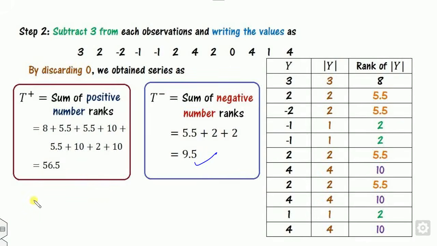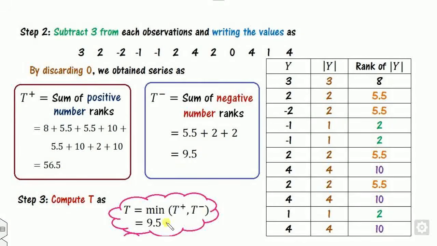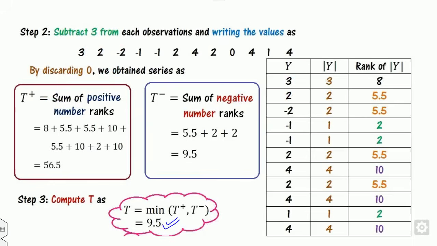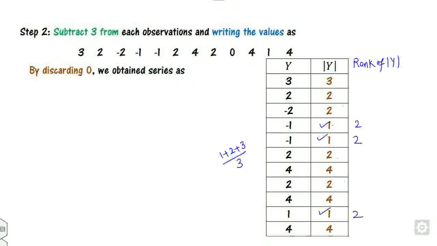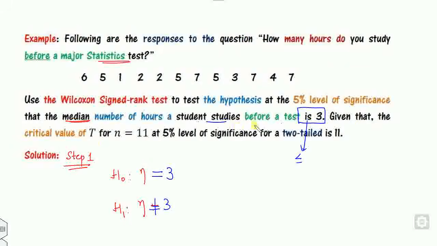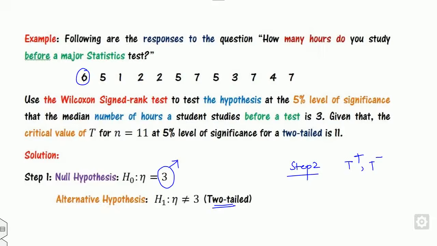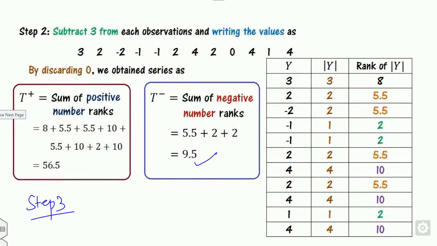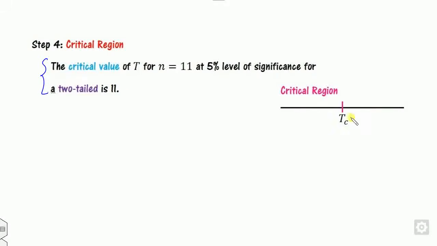Then this is step 2. Then you have to define step 3, which is the minimum of these. You will get 9.5. Now look at that. You need the critical value. This value is given to you in the statement. Look at the last line: the critical value at n equal to 11 is 11. So you can compute them. Step number 4. This value is given as 11.